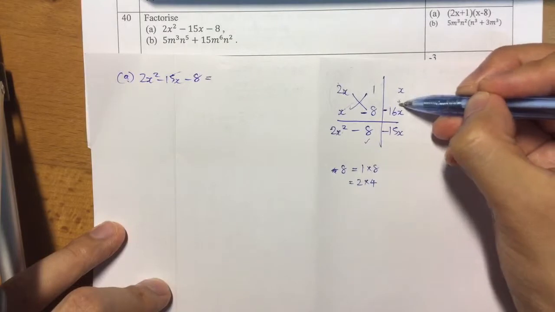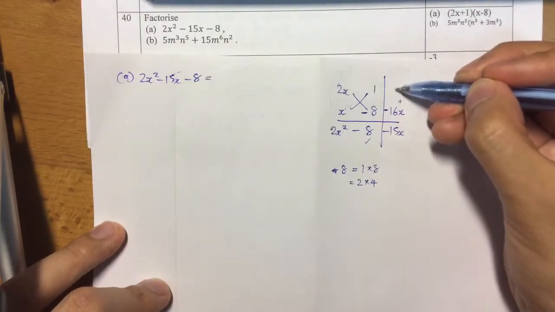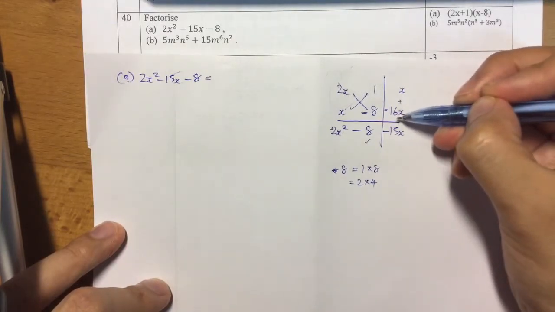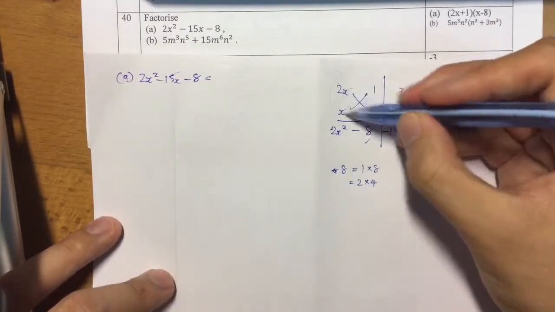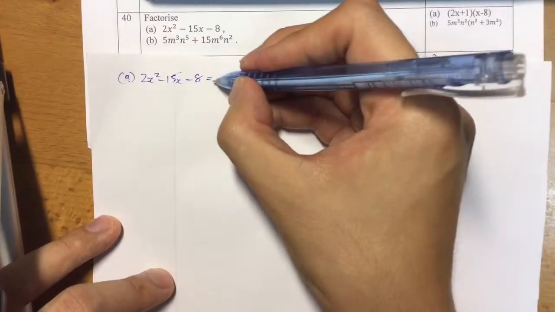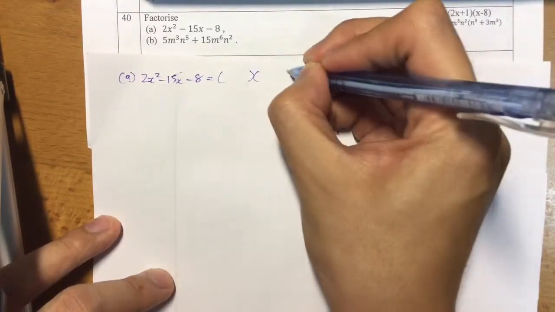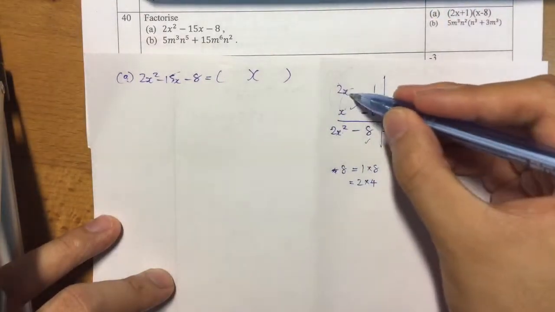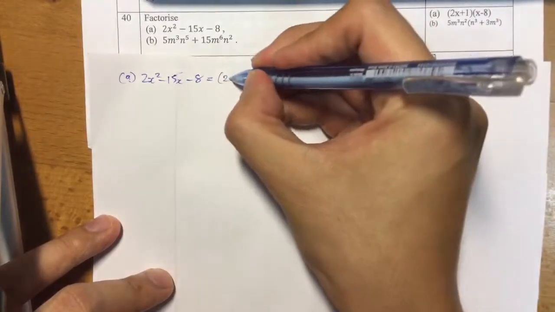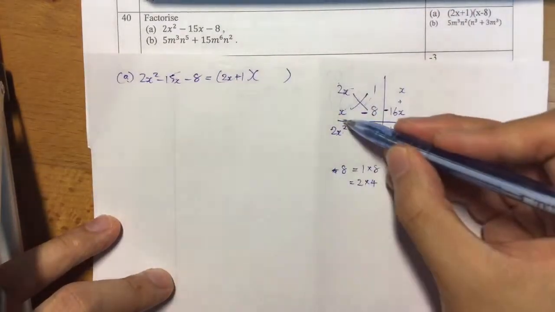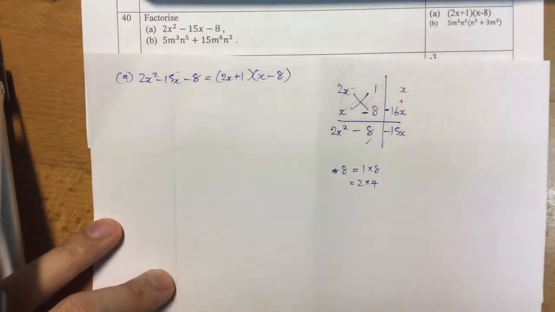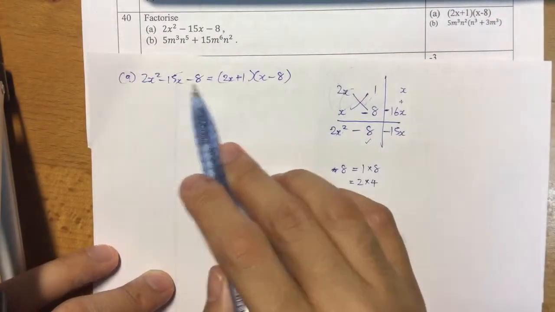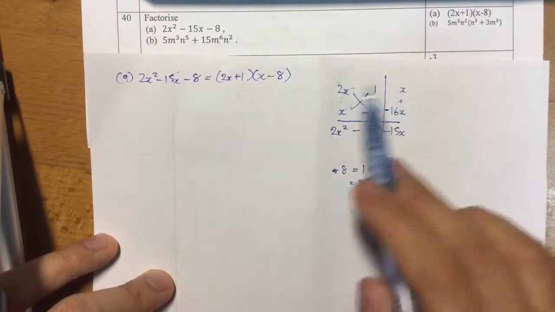And positive 1x added to negative 16x gives me negative 15x. So that's fine. This is the correct factorization. In other words, my brackets that you're very familiar with, I'll have 2x plus 1, followed by x minus 8. So there you have it, factorizing a quadratic expression using the cross method.